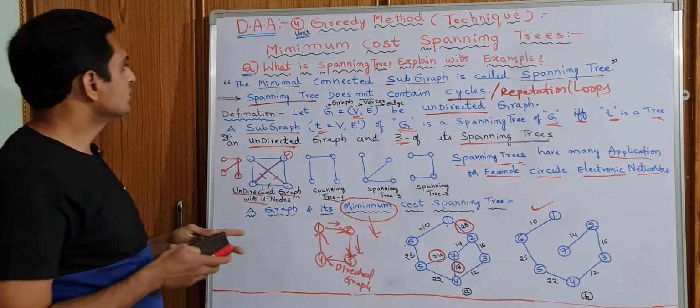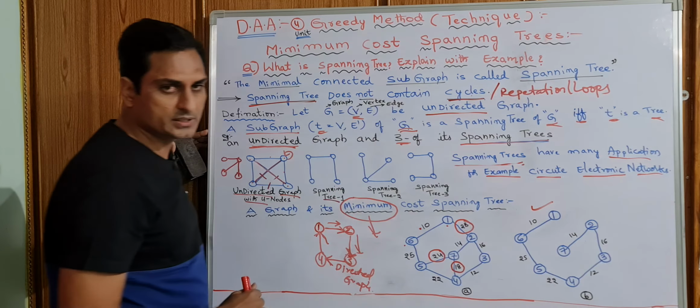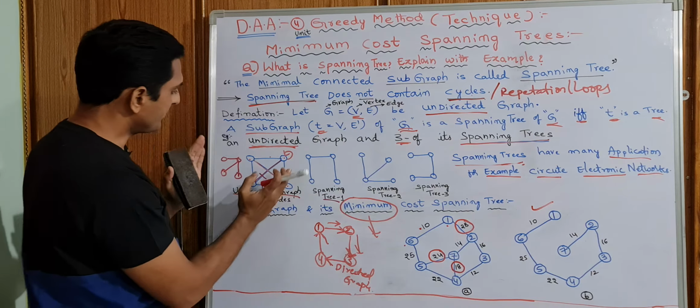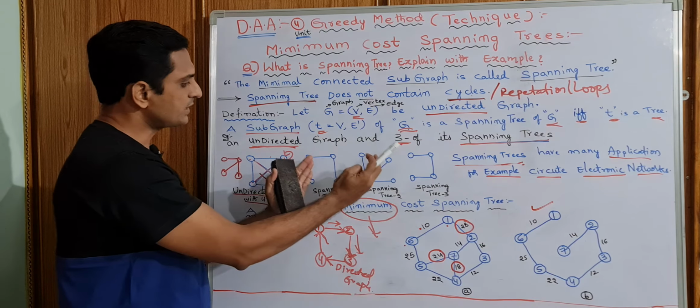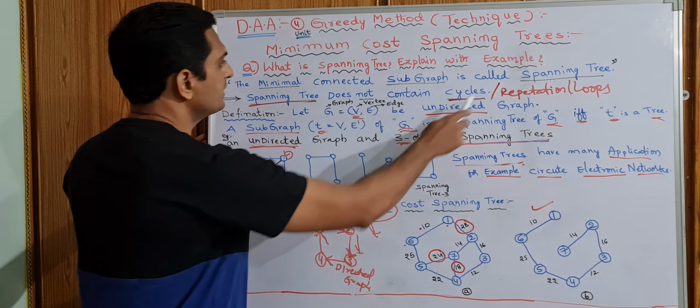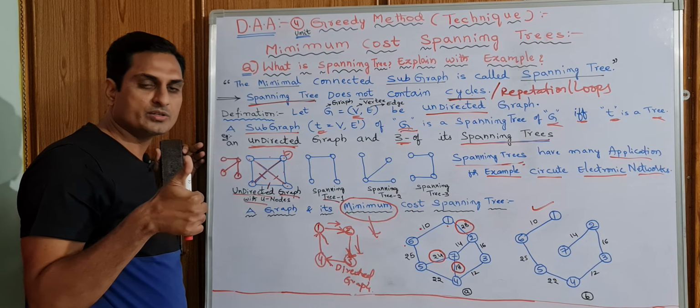Once again I am repeating, what is a spanning tree? Explain with examples. A spanning tree means a minimally connected subgraph. This is a big graph and this is a subgraph with no cycles. A subgraph with no cycles is called a spanning tree. So very simple. This is one of the important questions.